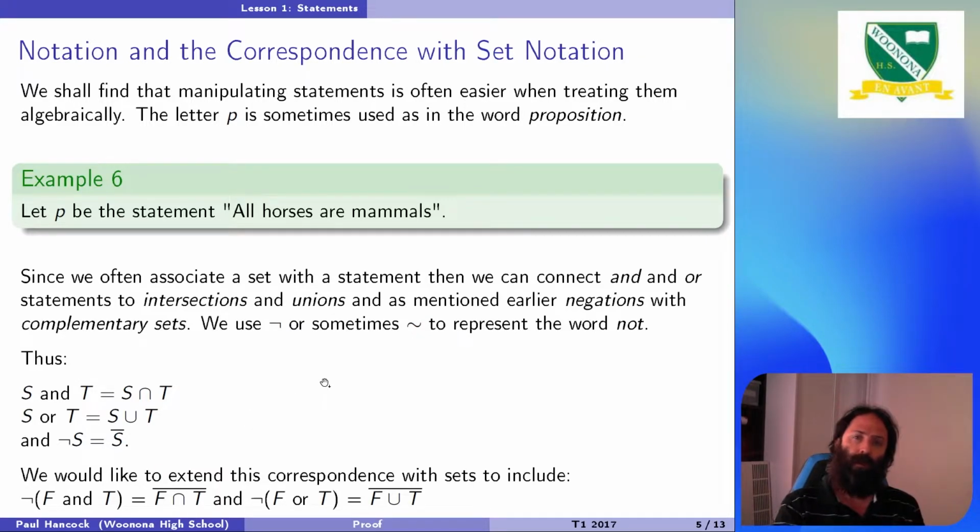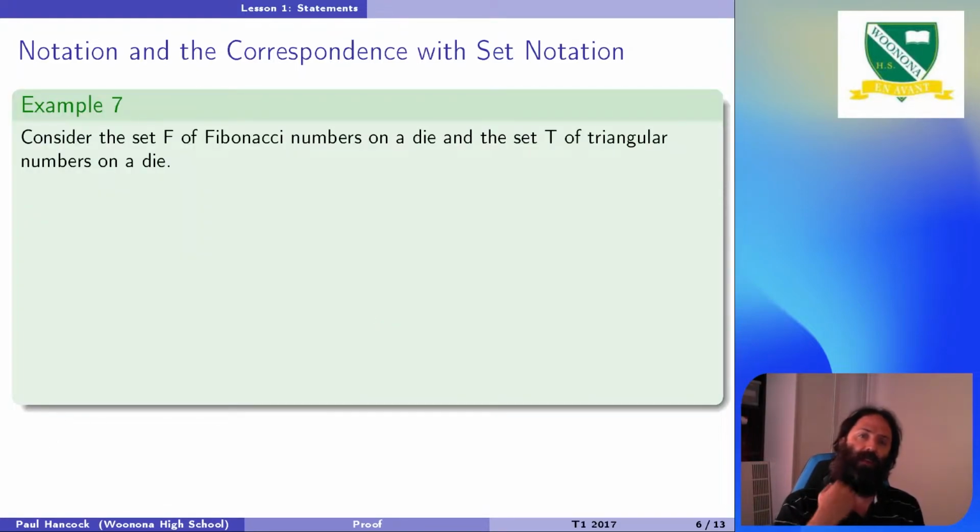What we want to do is see if we can further refine this relationship and look at what's the negation of F and T. I'm saying there, what's the complement of the intersection of F and T, and what's the negation of F or T, and what's the relationship to the complement of F or T. Now this is easiest to see by way of an example.